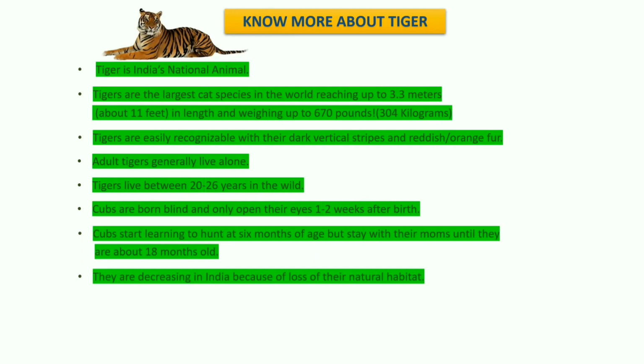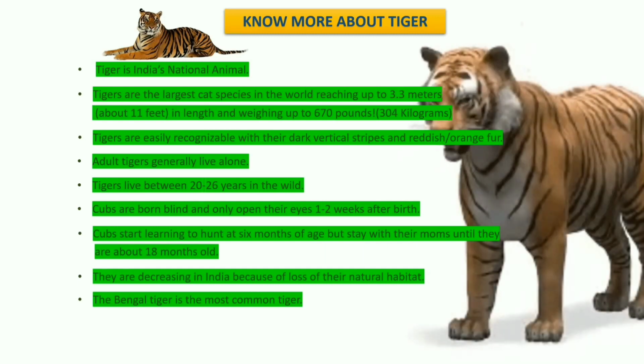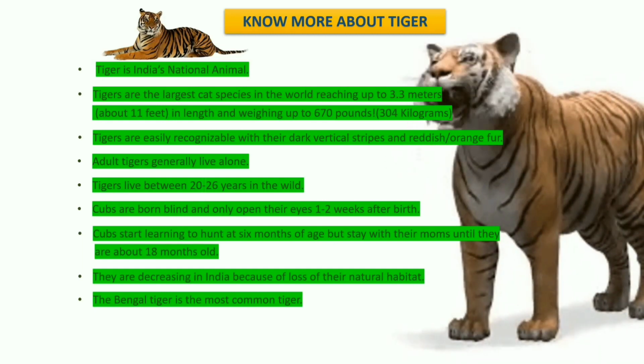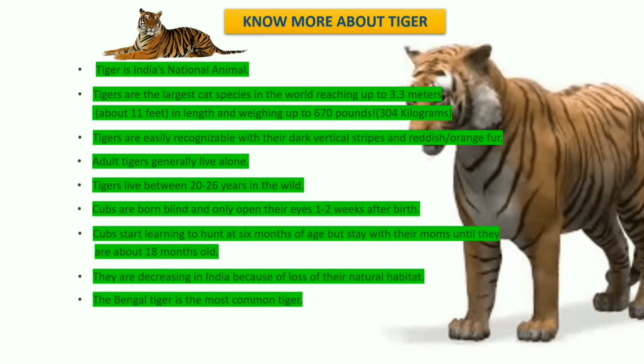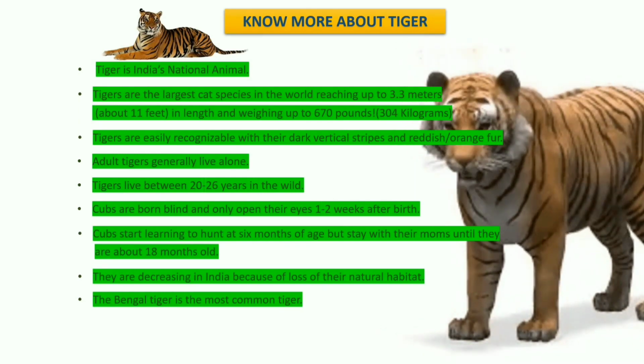Okay. So, moving to the next point. So, here is the last point about the tiger. The Bengal tiger is the most common tiger in the world. Here is the picture of the Bengal tiger I am giving you. You get a clear idea of the Bengal tiger. So you can get a clear idea about the tiger.